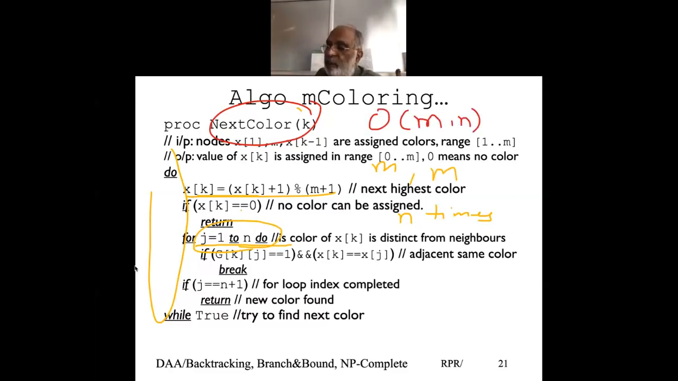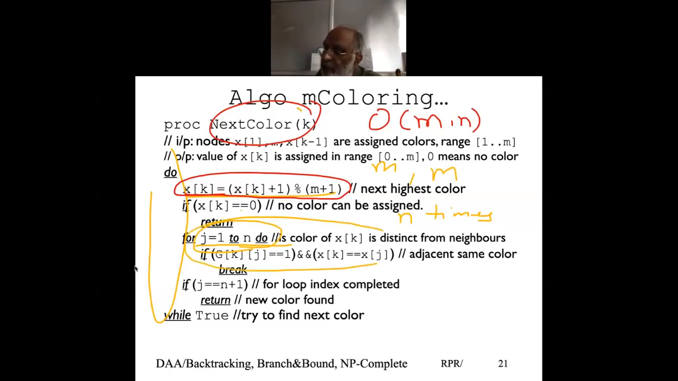Understand this again. For each node, I can assign m colors. For each of the colors, I am checking, is it any color from previous nodes? That means I do up to n checking. And that means the time complexity for next color is order mn.